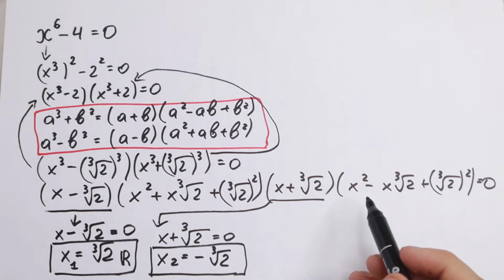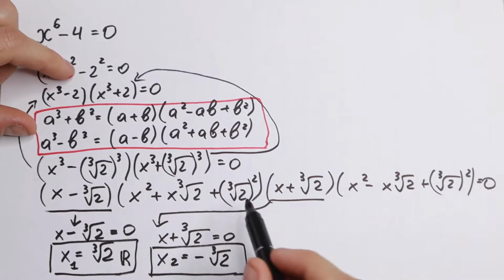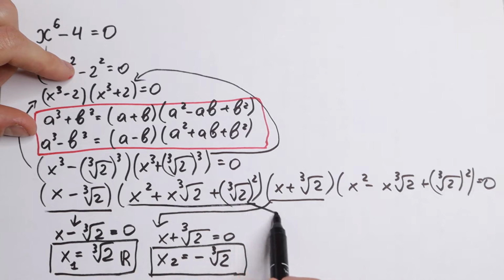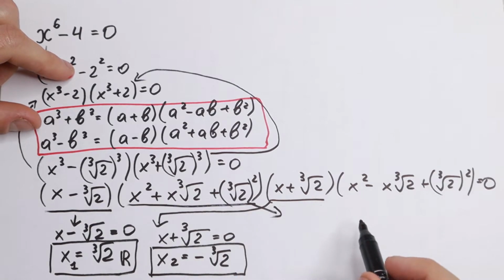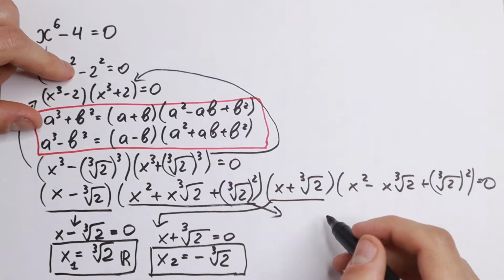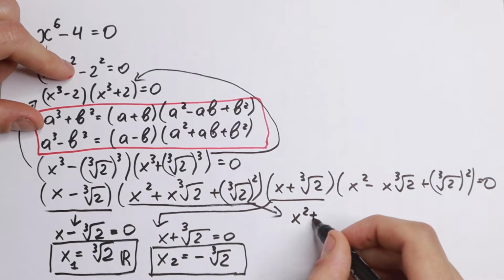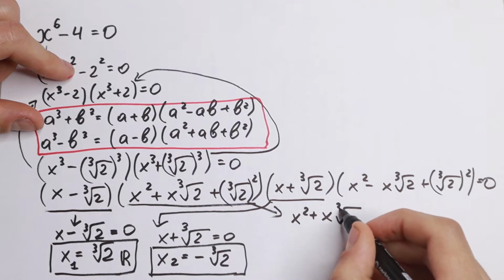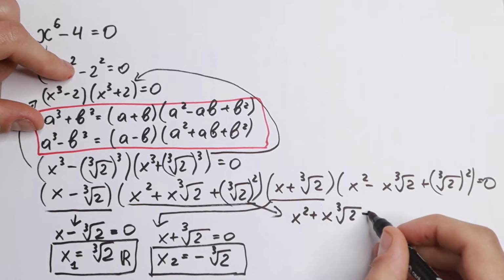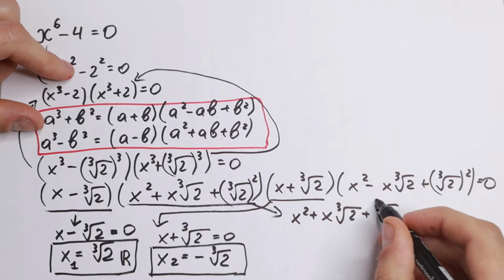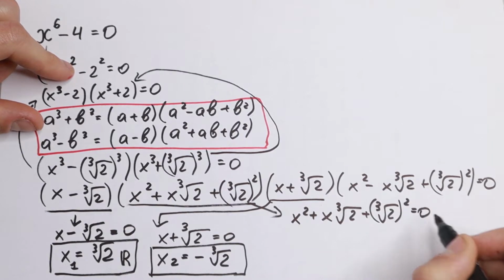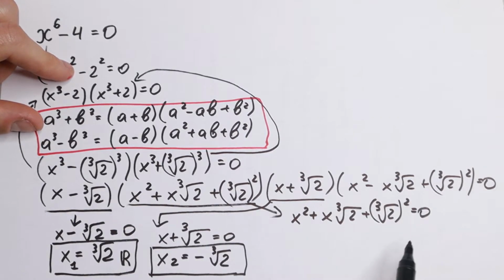Let's try to solve this parenthesis, so I write this right here. We'll have our next roots. Let's solve this equal to 0. What we will have? We will have x squared plus x times cube root of 2 plus cube root of 2 to the second power equal to 0. So let's try to solve this equation.